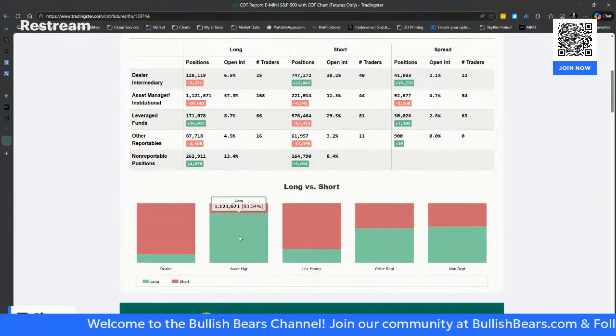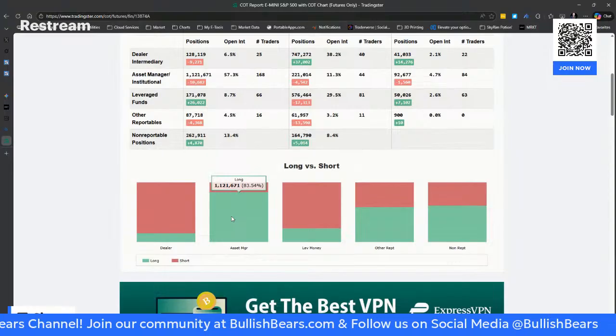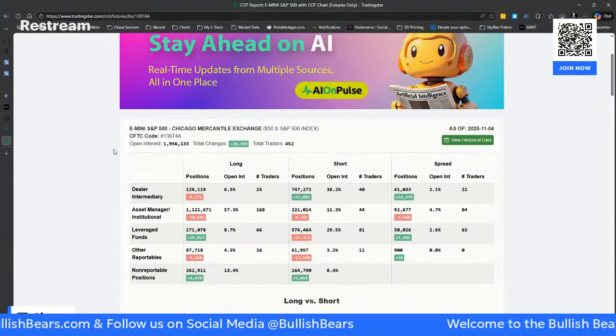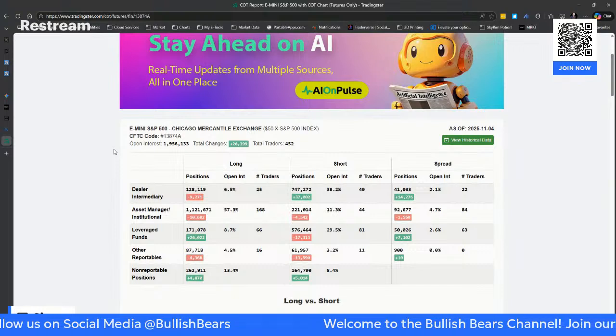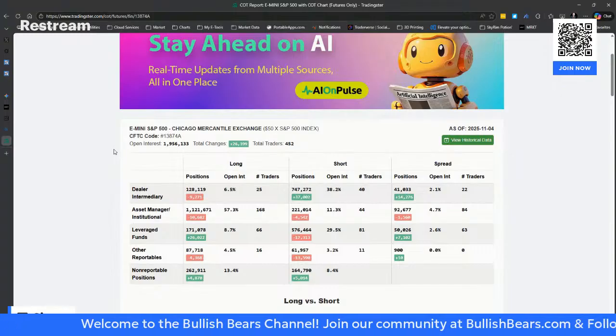This is their bar graph, right? So we just want to keep our eye on it, see what it's doing. Is it trending higher? Is it trending lower? Are they getting out, adding in? That sort of thing.